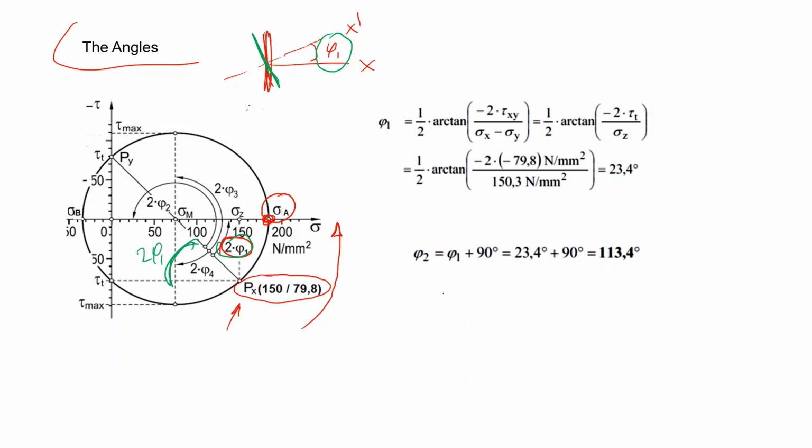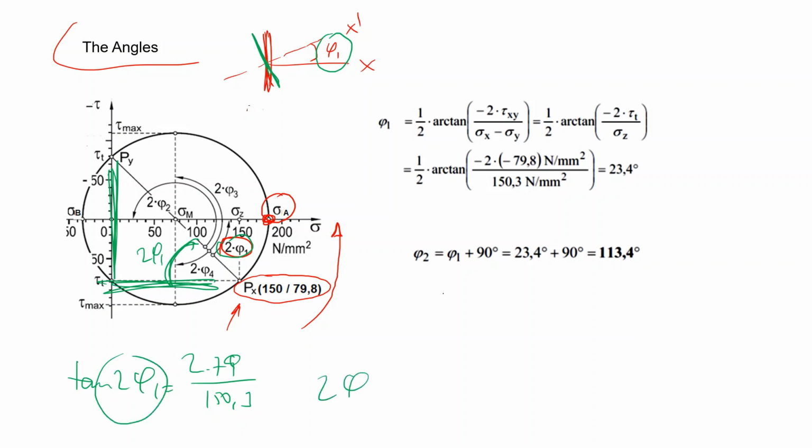So you can take tangent 2 phi1 is 2 times 79 divided by 150.3. Okay, there you can determine 2 phi1 and phi1 is 23.4. That means when you rotate your coordinates or your x-axis by 23.4, you reach the normal of the principal plane.